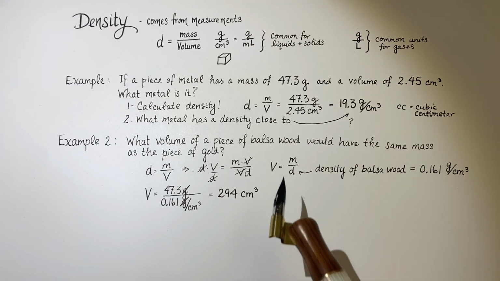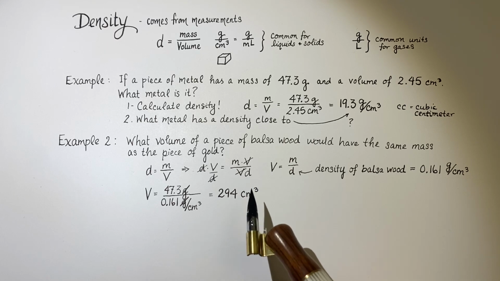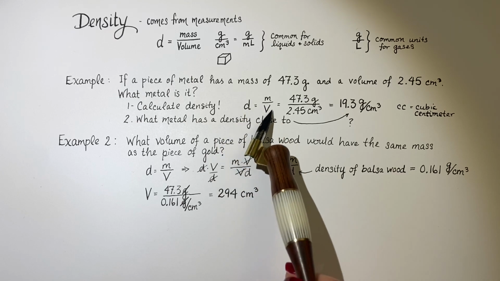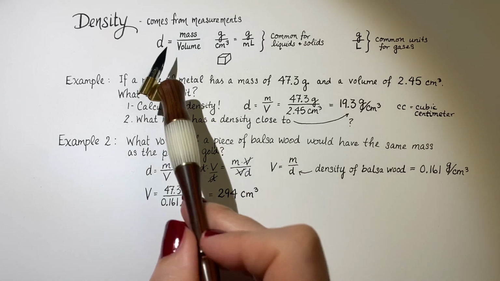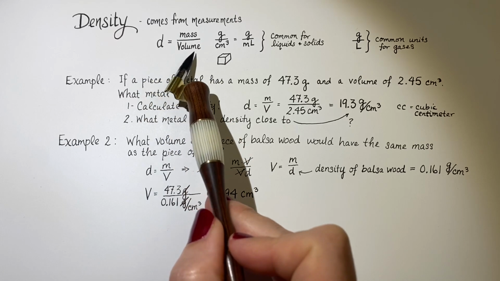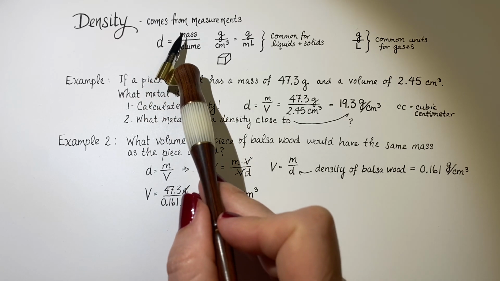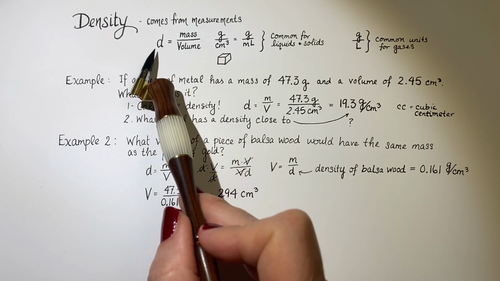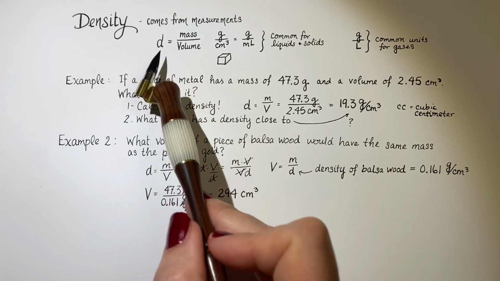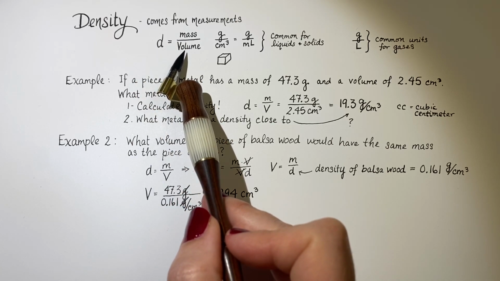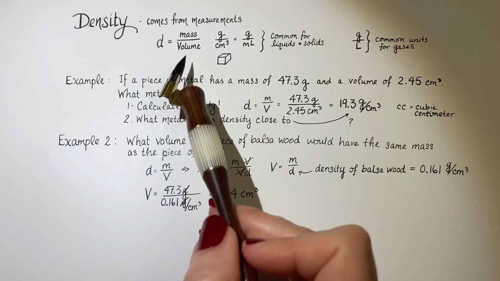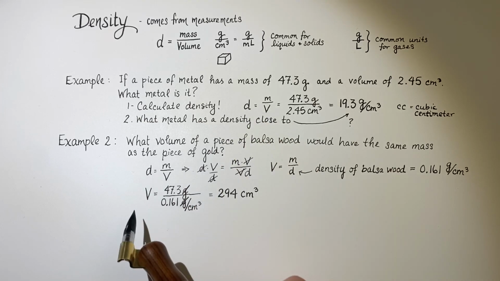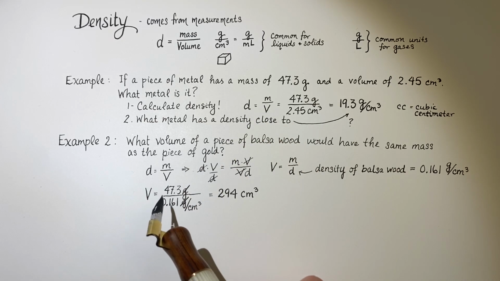Okay, so any of the calculations that you see with density, you can always come back to the original equation. I have it written here or written up here with the words. And if you know the mass and the volume, you can calculate density. Or if you know the mass and the density, you can calculate volume. Or density and volume, you can calculate mass. Any of those are possible with our density measurements and calculations.